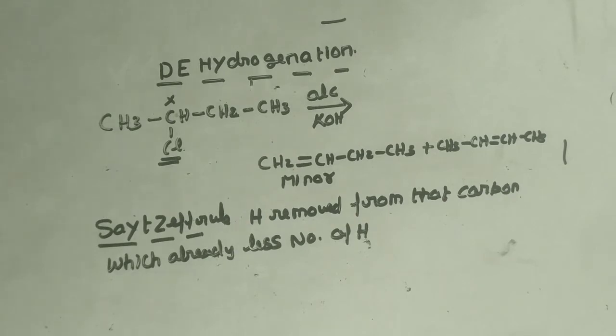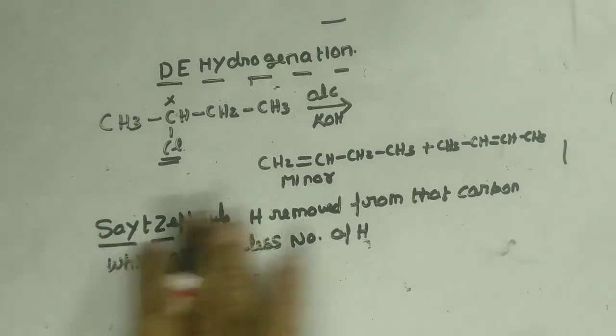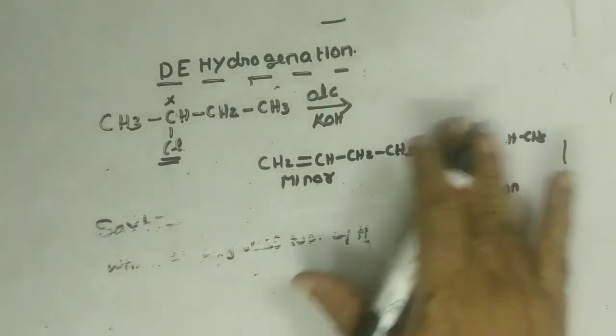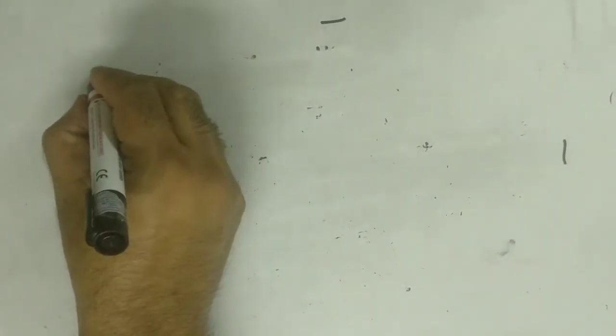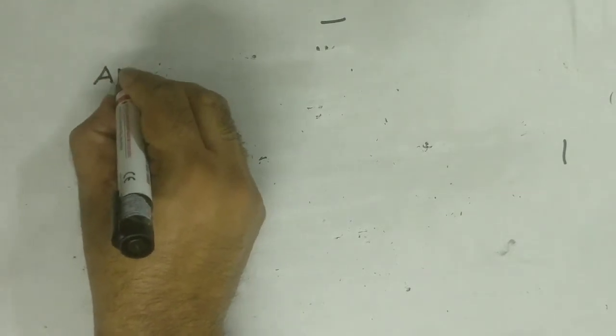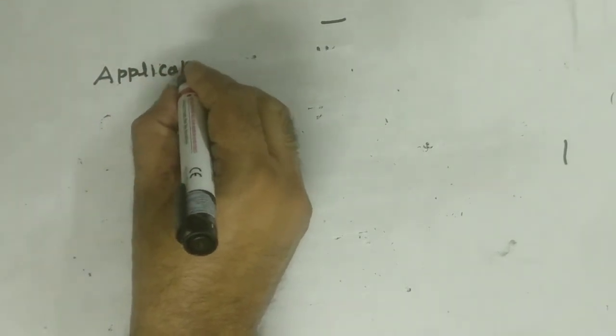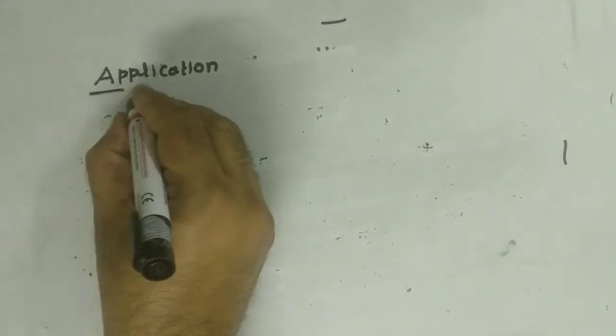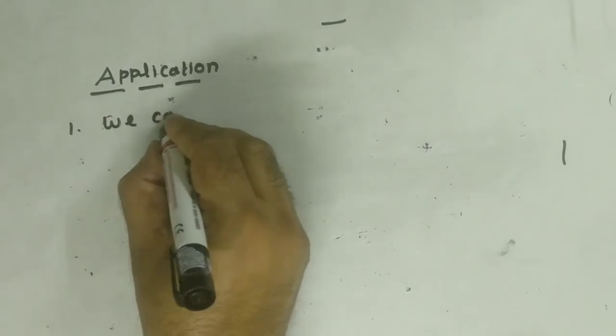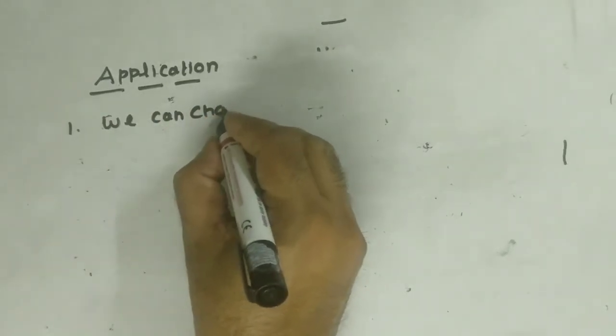Now let us see the application of the dehydrohalogenation reaction. The first application of this reaction is that we can change the position of the halogen.